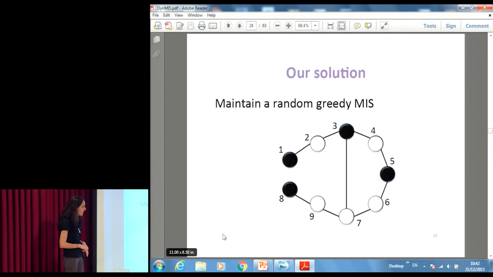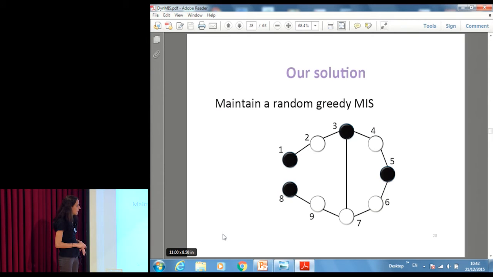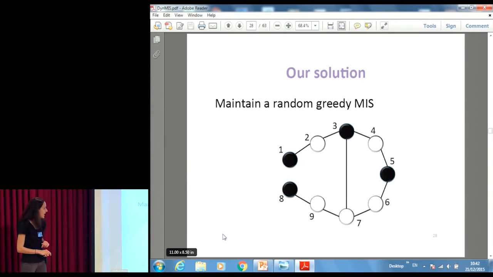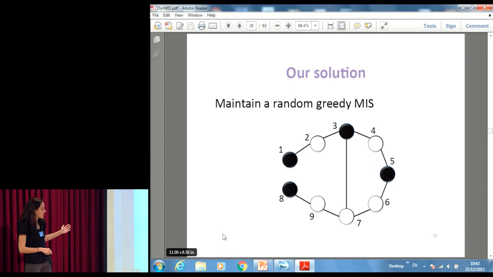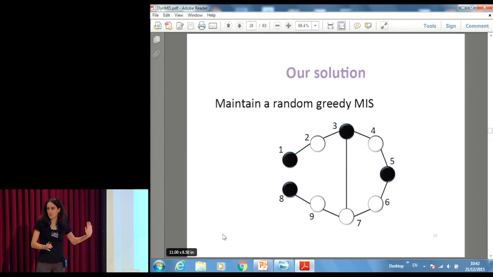So in random greedy, we have a random order of the nodes. It happens to be the order I showed before, but it's totally random. And the MIS of a particular permutation is just the one that I explained before. Every node is in the MIS if and only if none of its lower order neighbors are in the MIS. Okay, that's the rule. So if you give me a permutation, I give you an MIS that results from it.